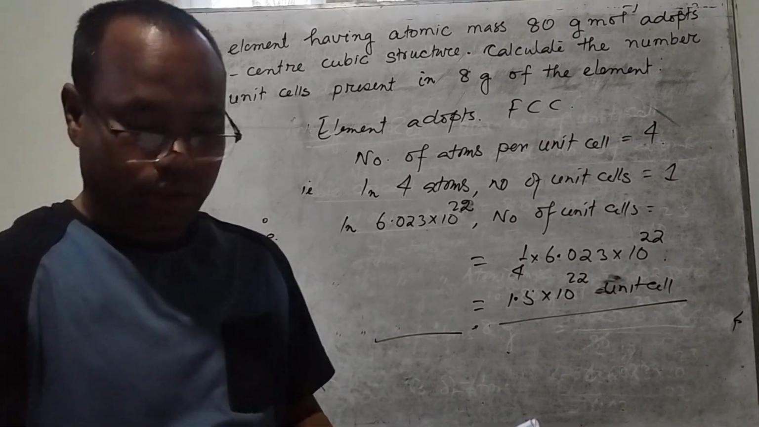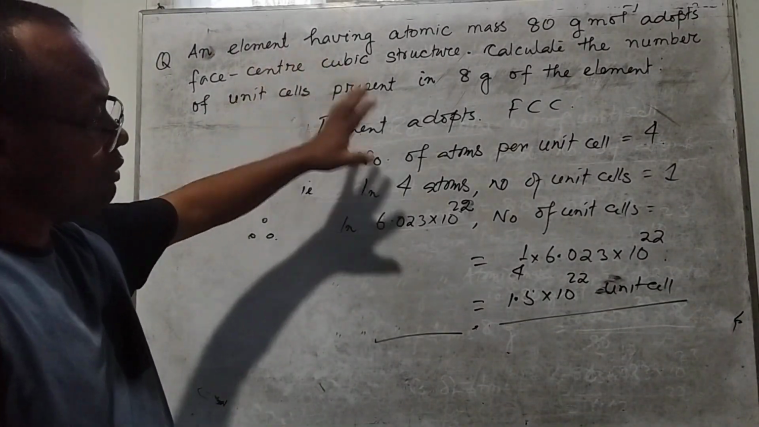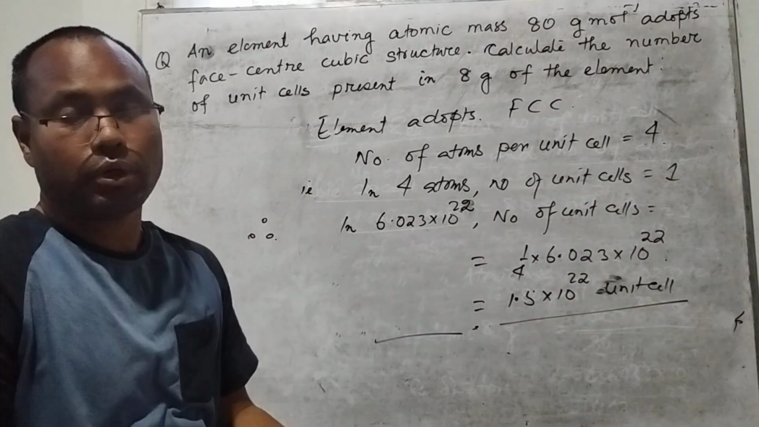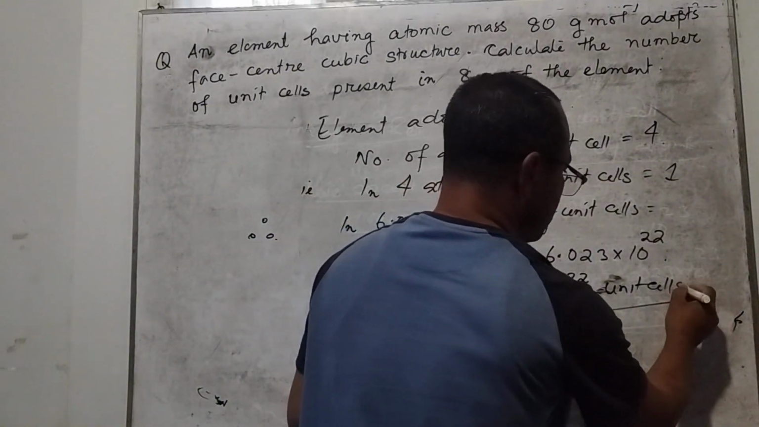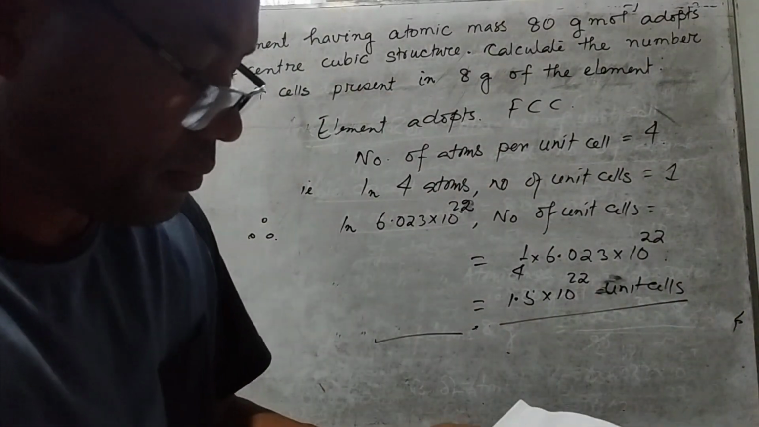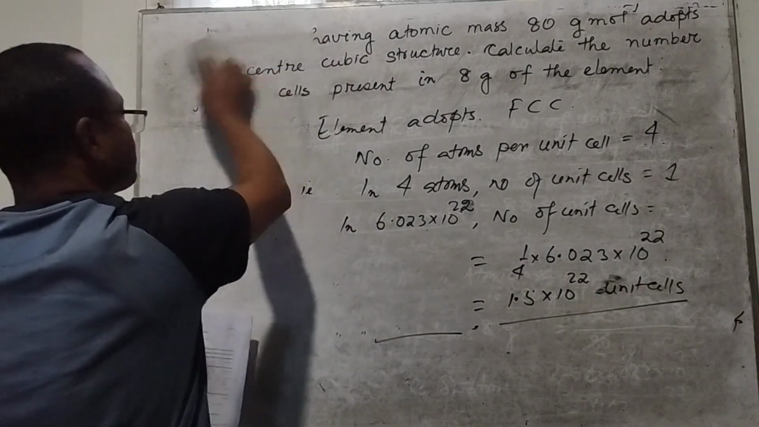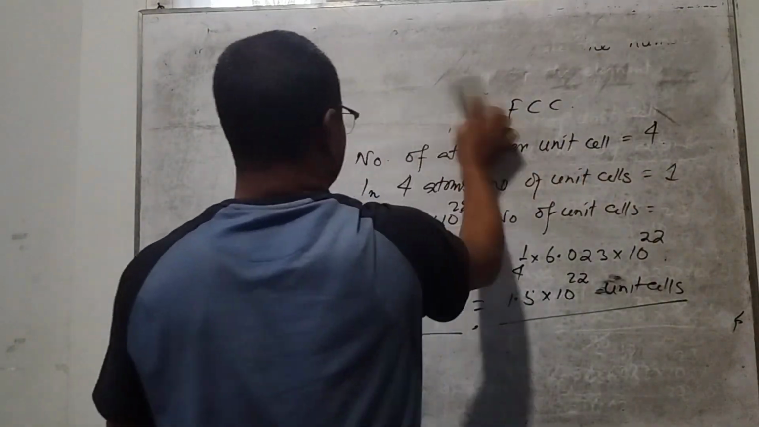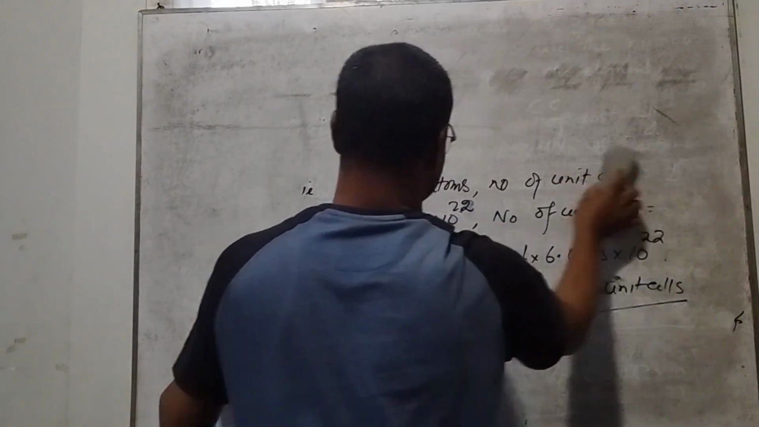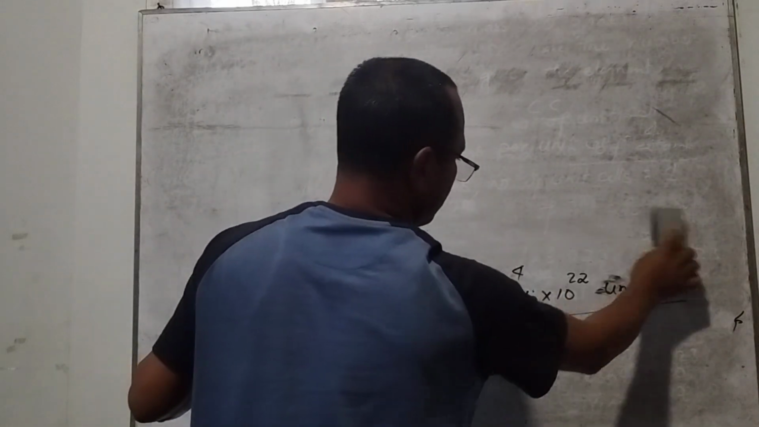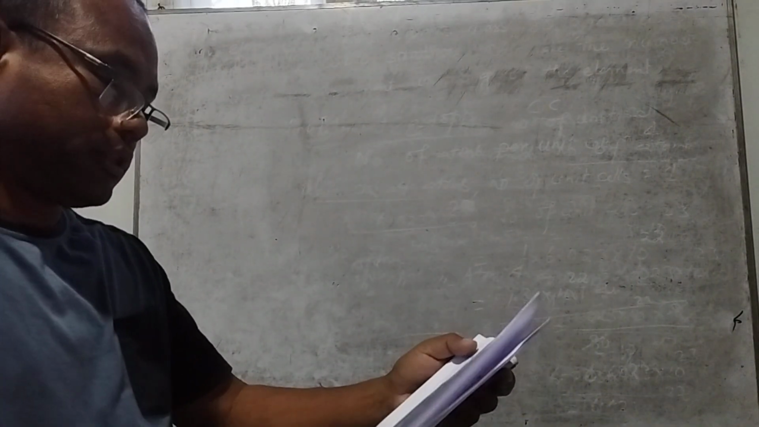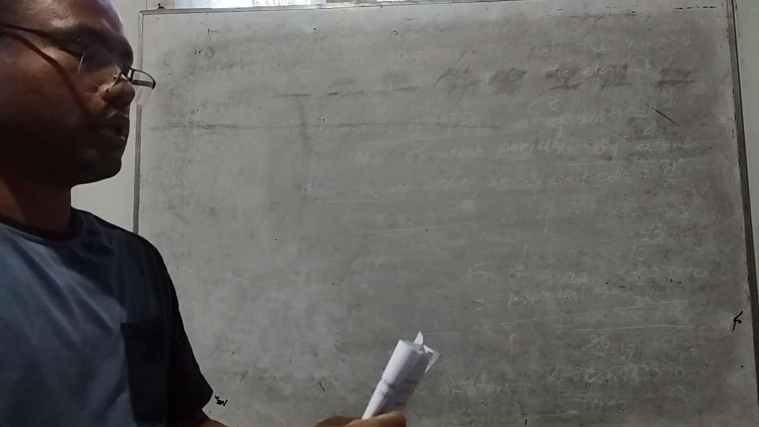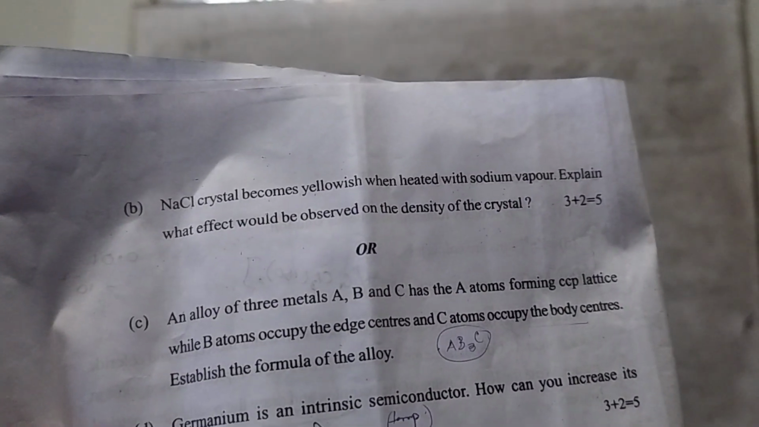So this question carries 3 marks, so you have to find out all these things. The correct answer should be 1.5 into 10 to the power 22 unit cells. Understand? Right. So these questions carry the 3 marks. One more question, that question I show you here, that is number B.